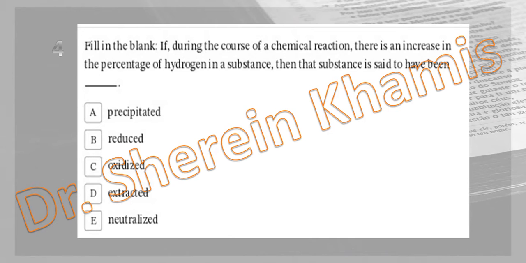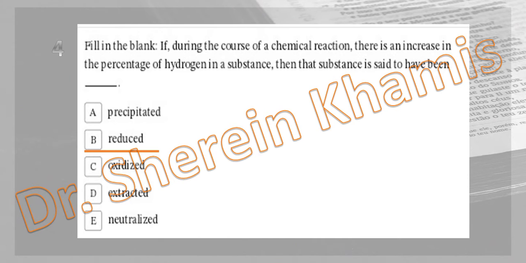Question 4 says to fill in the blank. If during the course of a chemical reaction there is an increase in the percentage of hydrogen in the substance, then the substance is said to have been what? When we have an increase in hydrogen, a decrease happens in the oxygen percentage inside the substance, so the substance will be reduced. The substance has been reduced, and that makes an increase in the amount of hydrogen and a decrease in the amount of oxygen.